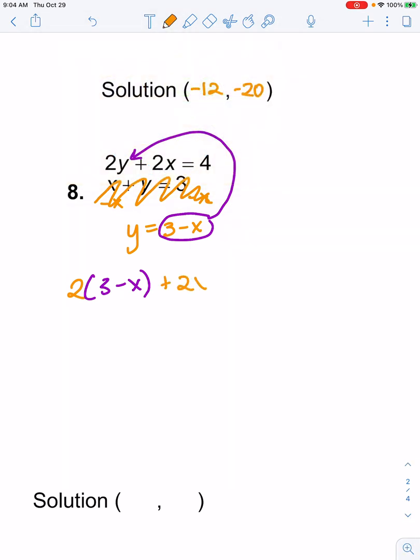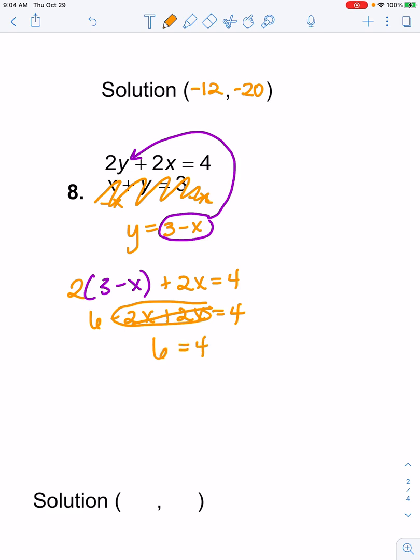plus 2x equals 4. So 6 minus 2x plus 2x equals 4. Now we combine like terms, so negative 2x plus 2x is 0. That makes 0, so 6 equals 4.